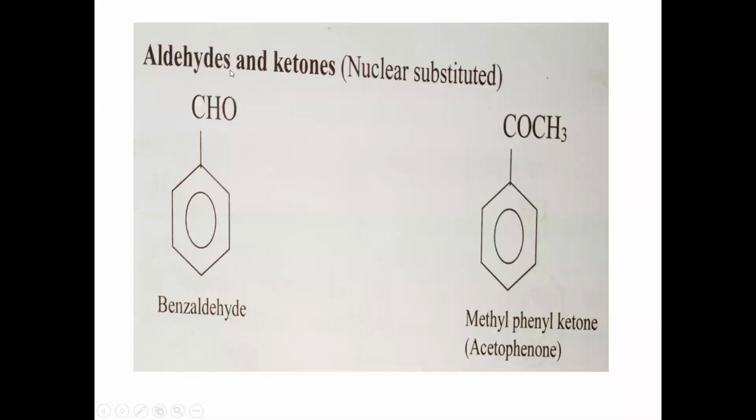Next, here aldehydes and ketones. On the nucleus of benzene, they are called nuclear substituted, meaning on the nucleus of benzene. On the nucleus of benzene, generally here what will be there? C-H will be there now.